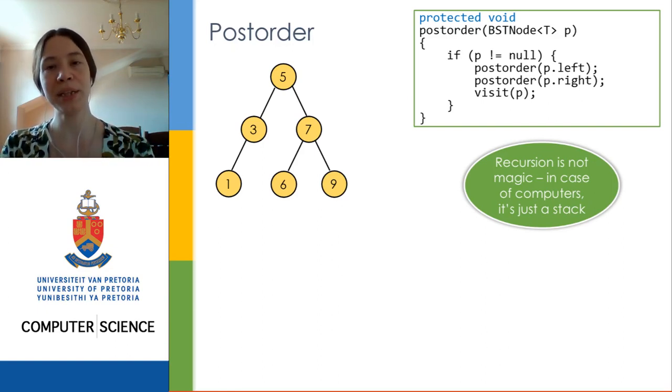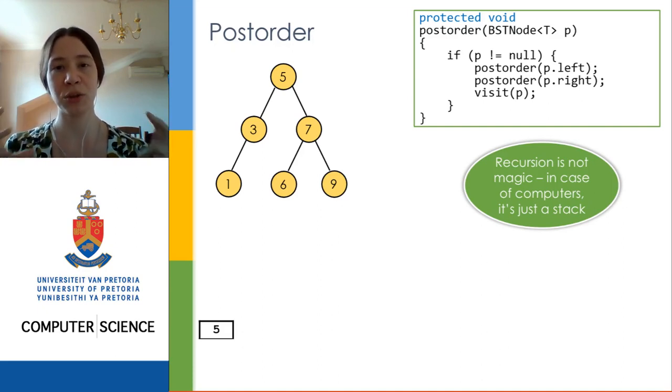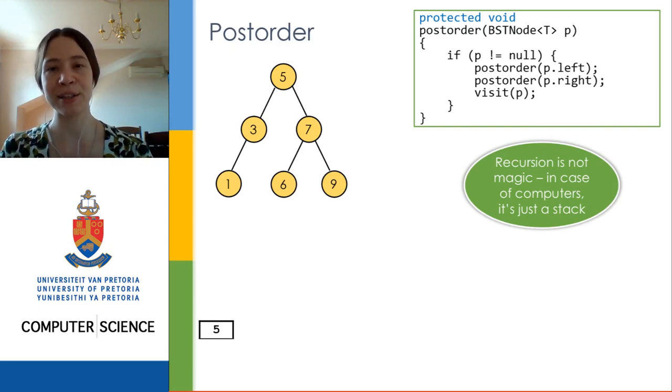So you are not explicitly using a stack in your code, but behind the scenes, in order for the function to be able to call itself multiple times, it actually has to save its own states on the system stack so that backtracking can happen when the time is right. So in this case, we start by calling the post order function on 5. This function call is pushed onto the system stack, and 5 is going to remain there until this function call returns.